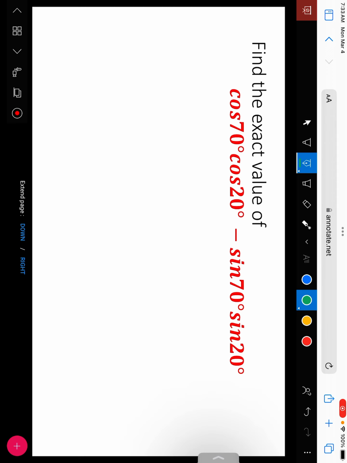All right, so looking at your four identities, we have cosine, cosine minus sine, sine. Which one is cosine, cosine minus sine, sine? Cosine, is that the difference or is that the sum? It's the sum. So we're just simply adding. This is the cosine sum identity.